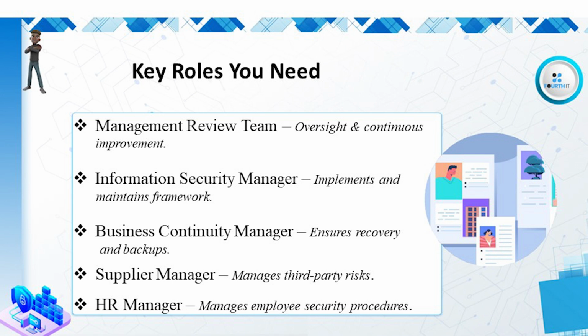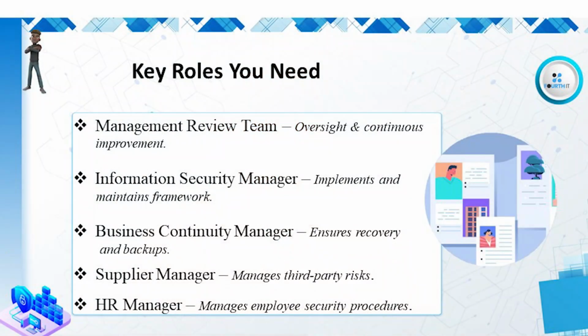Now, what are some of the responsibilities of these key people? Let's start from the management review team. This is the oversight group that ensures that security policies are followed, risks are reviewed, and continuous improvement is happening. Think of them as a board that meets regularly to make sure that security is on track. The information security manager is the person responsible for implementing and maintaining the security framework. They write the policies, run the risk assessments, and coordinate the security tasks.